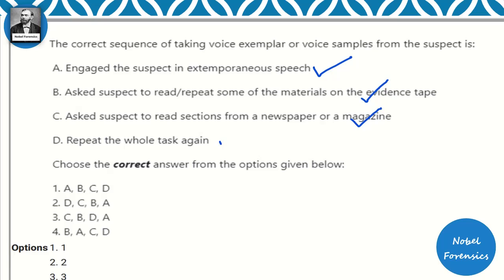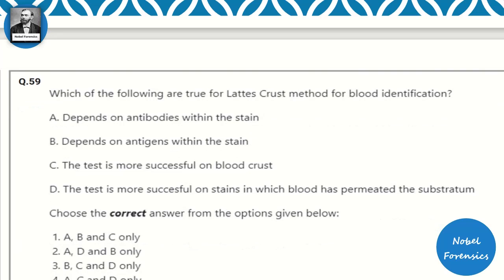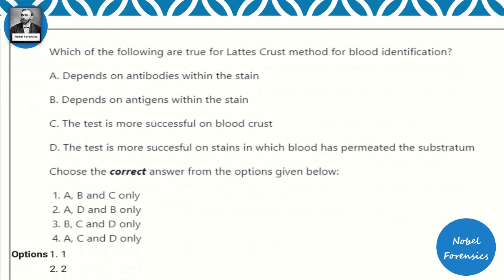Then repeating the old task again 3 to 4 times. Then this is the correct order. A, B, C, D is the correct order. So option 1 is the correct one. Then coming to the 59, which of the following are true for the lattice crust method for blood identification?